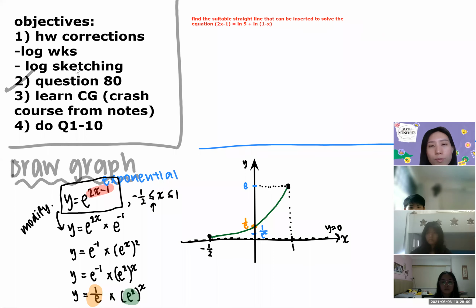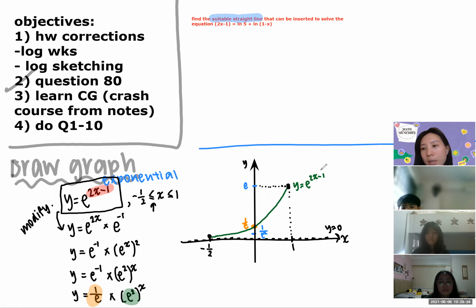Okay, so right now they want you to find a suitable straight line that can be inserted to solve this. So the keyword is suitable straight line. Suitable straight line means it's going to be in y equal to mx plus c format. And they say that can be inserted to solve this equation. So first thing first, you need to know the equation of the curve you just drew. It's called y is equal to, what's the curve you just drew? E to the power of 2x minus 1.